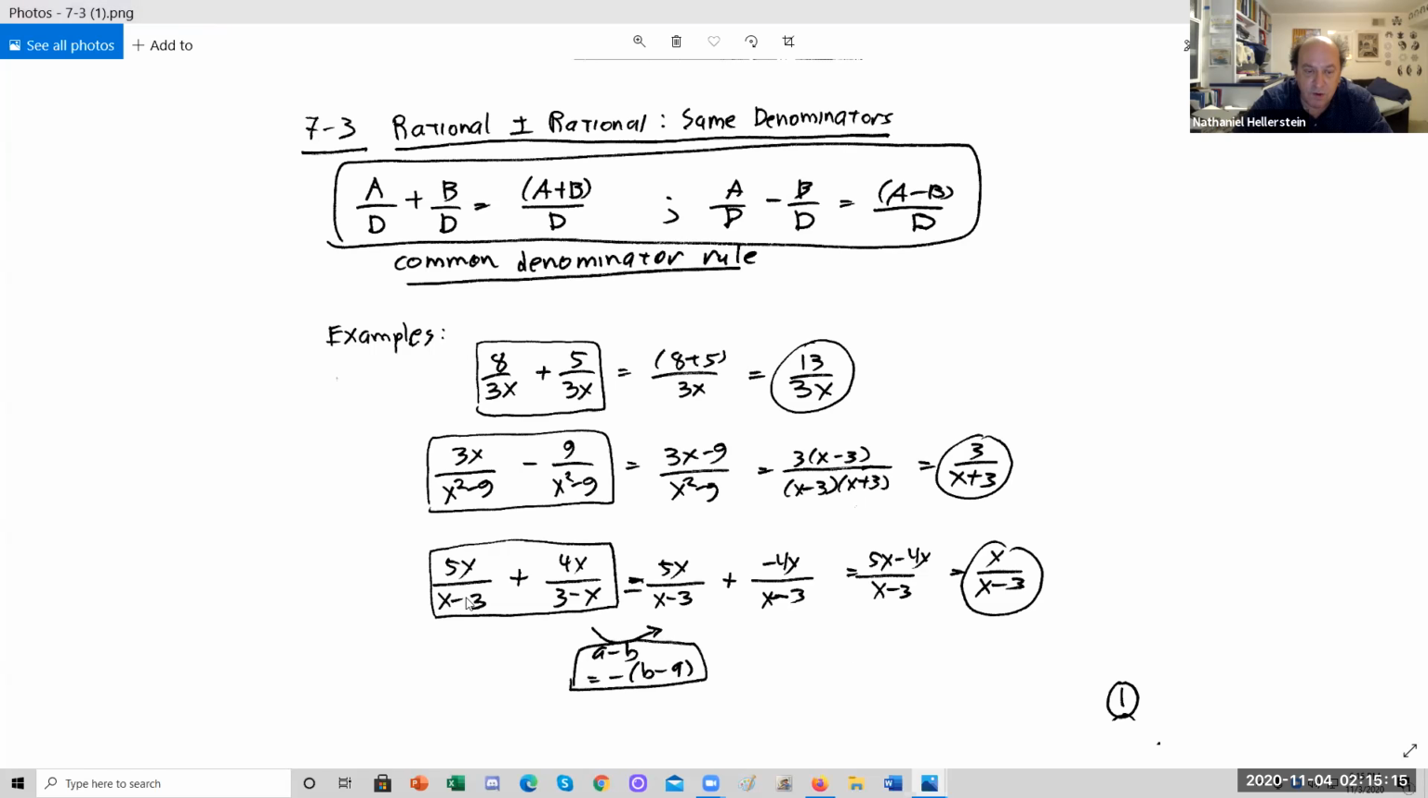You have 5x over x minus 3 plus 4x over 3 minus x. Well, this and this are subtractions in the opposite order. And we can write a subtraction in the opposite order as the minus of the other subtraction. The 3 minus x is the opposite of x minus 3. So 4x over 3 minus x is negative 4x over x minus 3. These add up to 5x minus 4x over x minus 3, or x over x minus 3.